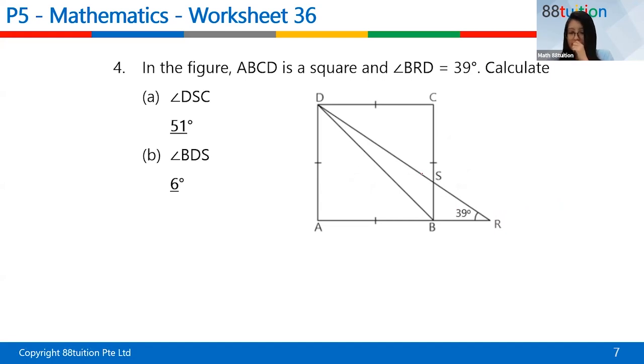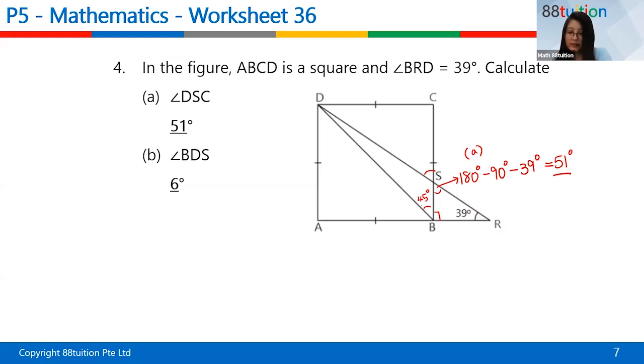DSC, this angle. This is a square. We know this is 90. We know this is 45. We can find this angle here. So I take 90. Of course, you can take 180. You can take 180 minus 90 minus 39. These two are vertically opposite angles, isn't it? So that's why it's 51. So this is the answer already.